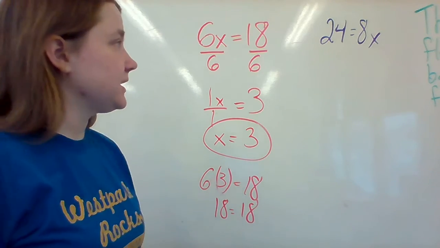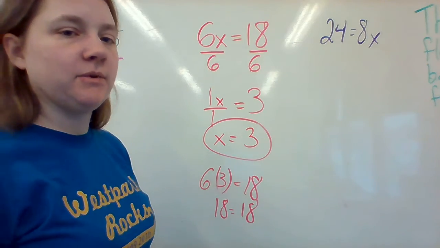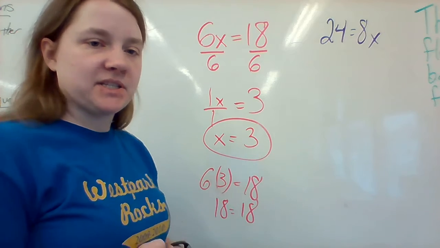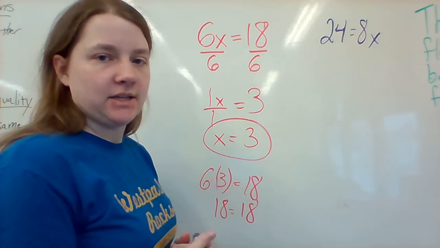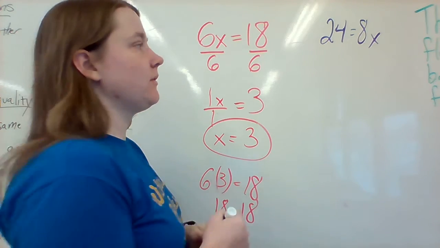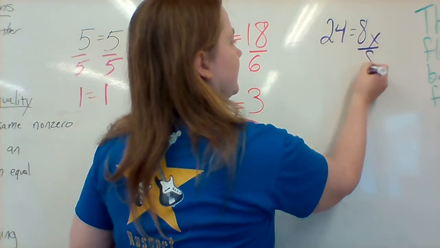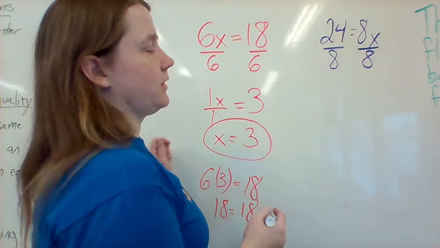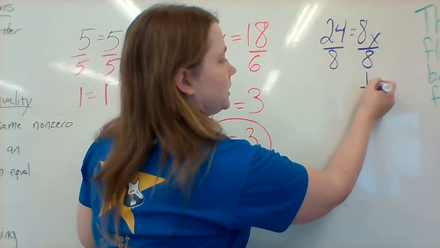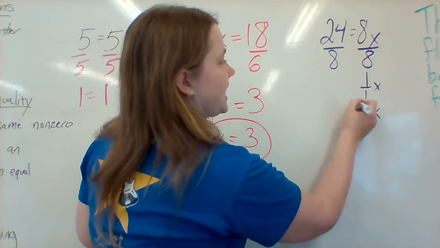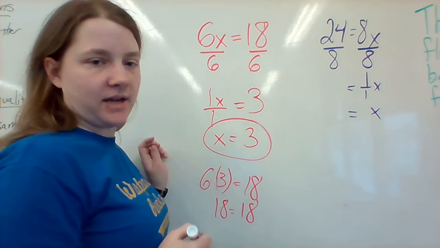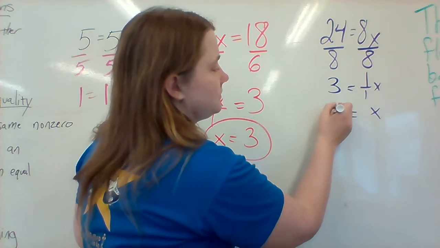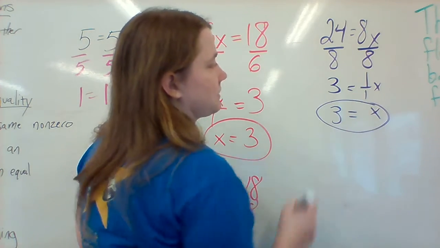Let's go ahead and take a look at this one, which is 24 equals 8x. Because 8 is what's attached to the x and is on the same side of the equal sign, that's the thing I have to get rid of. So I'm going to divide by 8 on both sides. 8 over 8 is the same thing as 1 over 1, which is the same thing as just x. 24 divided by 8 is going to be, oddly enough, 3 again. So my answer is 3 equals x.